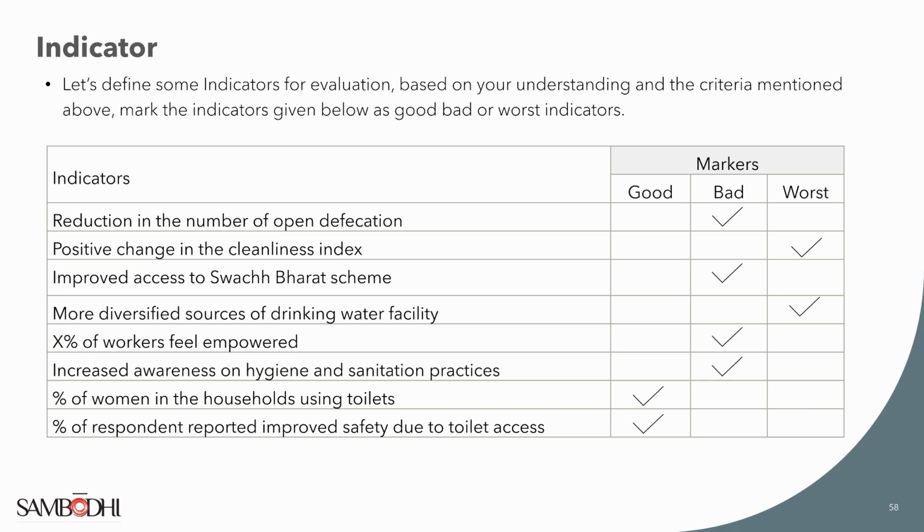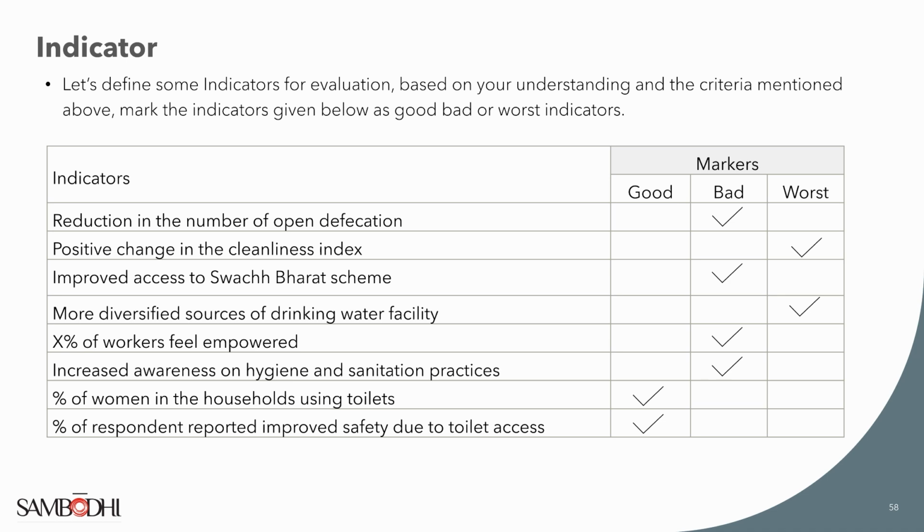Similarly, more diversified sources is the worst because that's very vague. We don't know what is diversified. We don't know how many more is more. One more is more, or five more is a good thing. And diversified can mean many things. So we try to be as specific as possible to help indicate a better change. So as much as possible, let's try to create numbers, percentages, and specific and simpler ones.